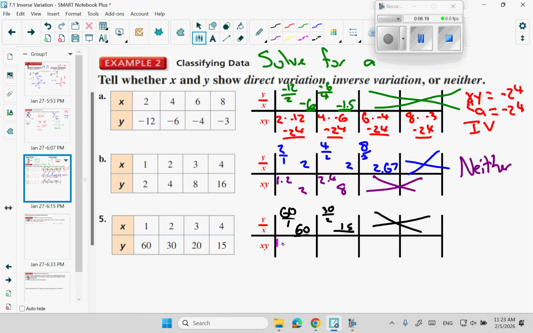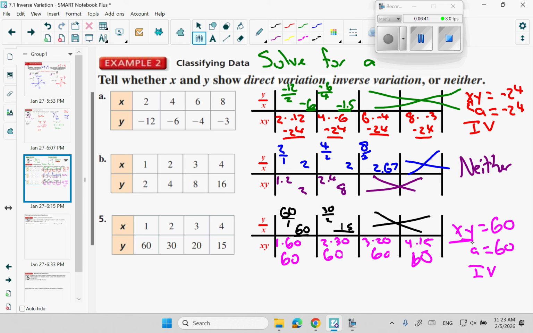X times y, 1 times 60 is 60. 2 times 30 is 60. 3 times 20 is 60. 4 times 15 is 60. So again, I know that x times y equals 60, and that therefore a is 60, and this is an inverse relationship because it's the xy one.